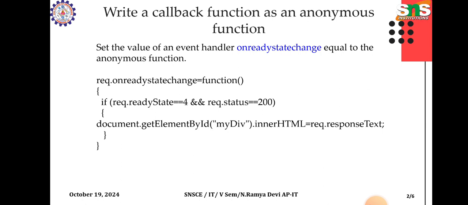First, we have to set the value of an event handler called onreadystatechange equal to the anonymous function. So whenever req is the request object, and the onreadystatechange function is called, we check that readyState is equal to 4 and status is equal to 200. So whenever the request succeeds, it will update whichever document is to be loaded. Like here we are selecting the HTML element called myDiv, and we are assigning the myDiv HTML element the request's responseText from the server.